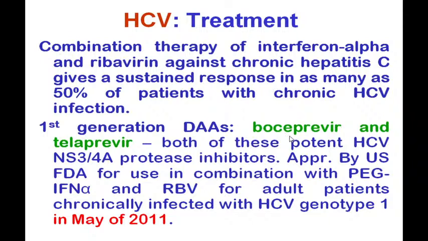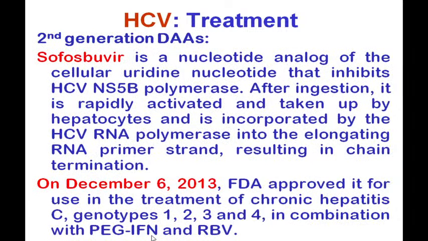antiviral drugs, and the first generation were boceprevir and telaprevir. These both are potent viral protease inhibitors. They were licensed in 2011. And the second generation is sofosbuvir, a nucleotide analog of the cellular nucleotide that inhibits the hepatitis C polymerase.